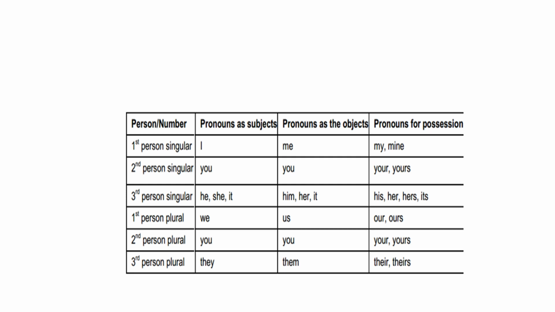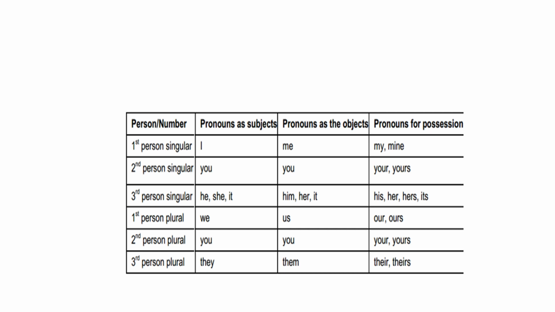For third person singular, you can use he, she, it. Then as object, they will be used as him, her, it. And for possession, you can use his, her, hers, its. For first person plural, we can use we. For the pronoun as the object, you can use us. For possessive cases, you can use our, ours.